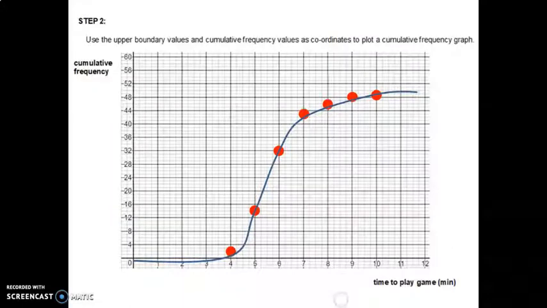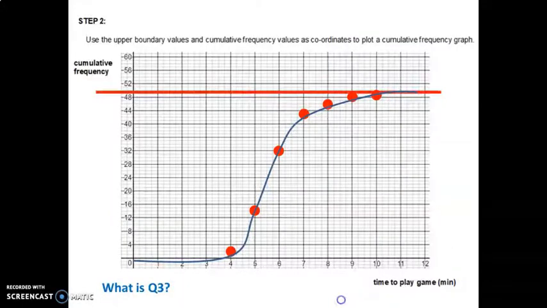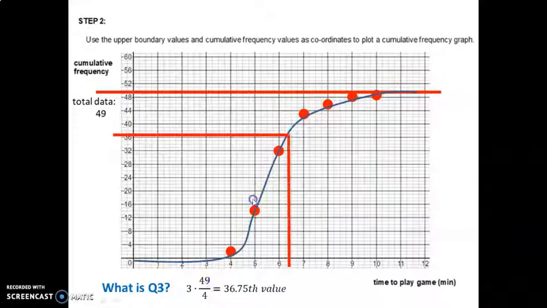Finally, of course, we're going to look at Q3, so try this one. For Q3, our total data is again 49. Notice what I'm doing here, 3 over 4. It's 3/4 of 49. Alternatively, you could have done 0.75 times 49. So that's right here. We drop it down, and we get 6.4.